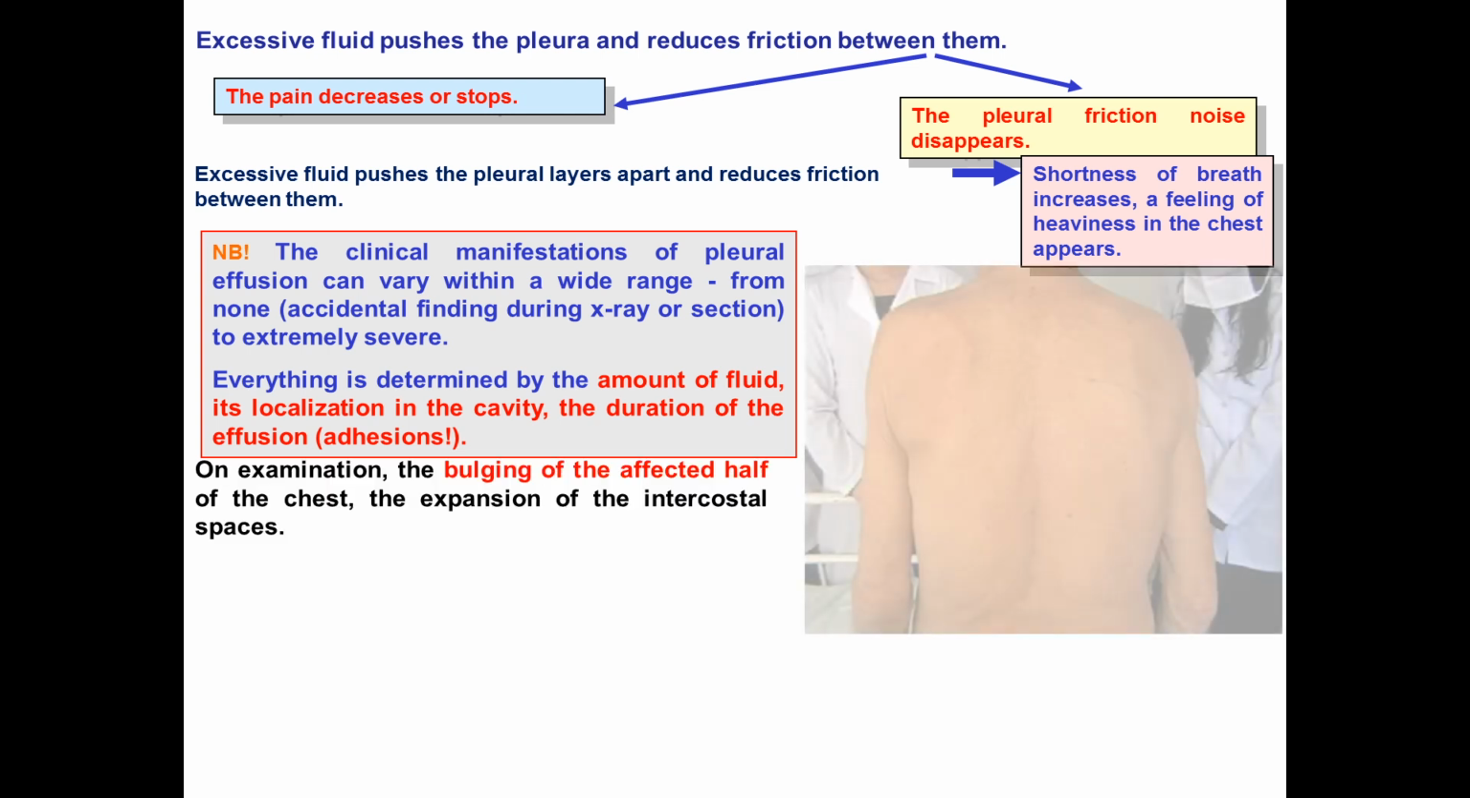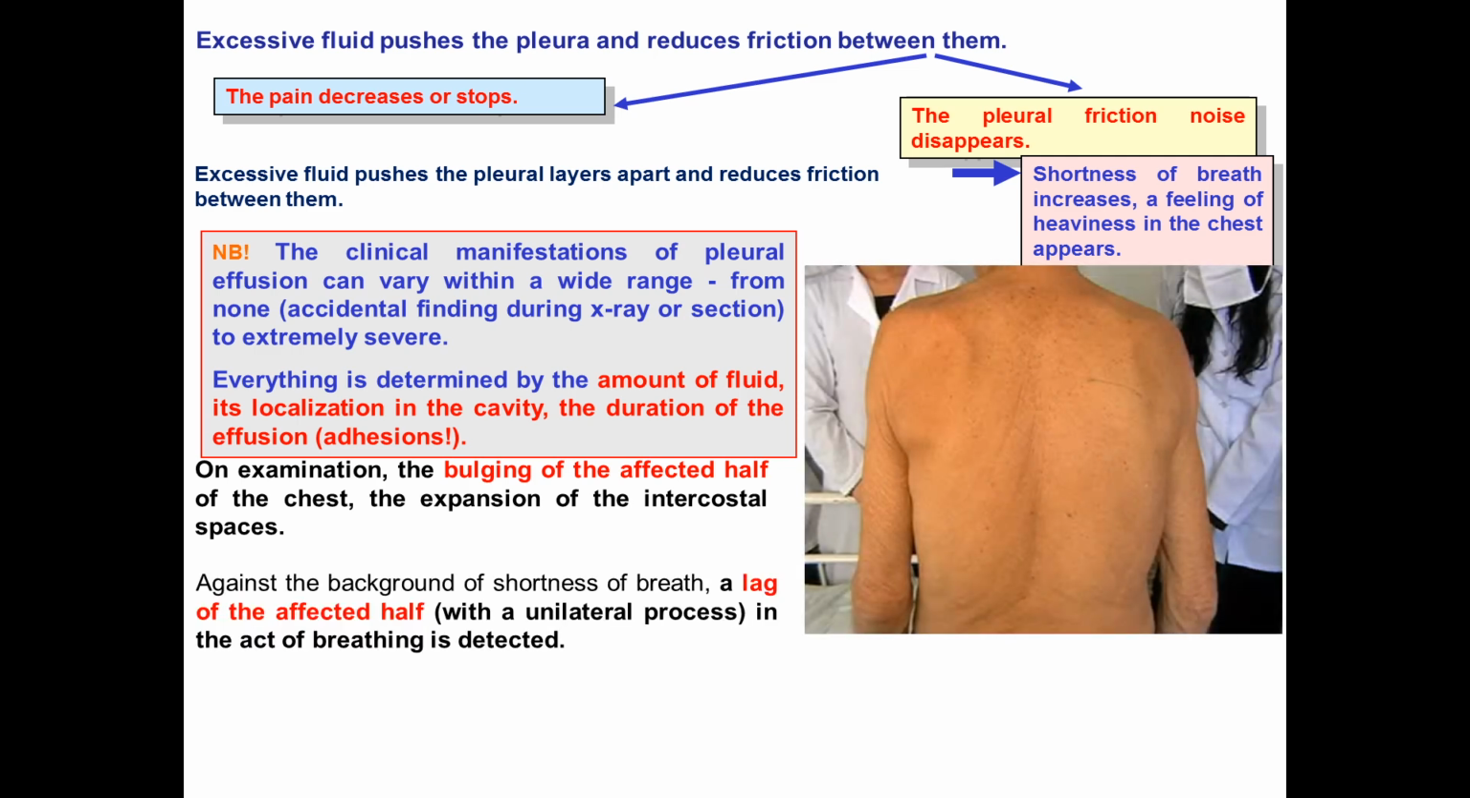On examination, bulging of the affected half of the chest and expansion of the intercostal spaces will appear. You see our patient, who is in a sitting position, and you also see bulging on his right part. Against the background of shortness of breath, you can also find lagging behind of the affected area.